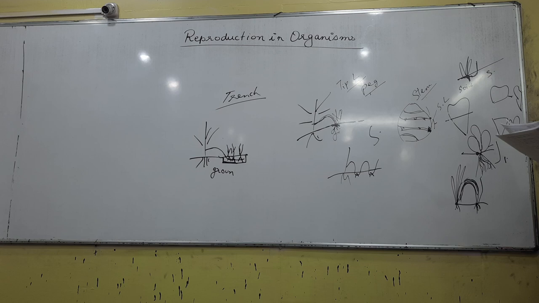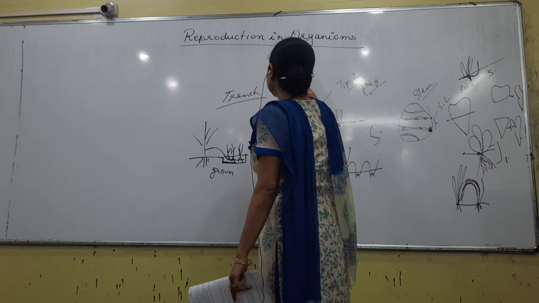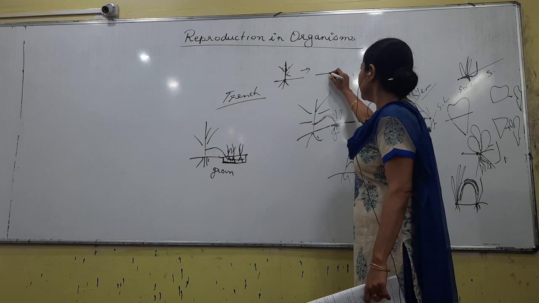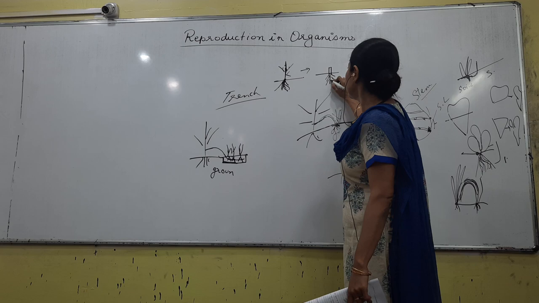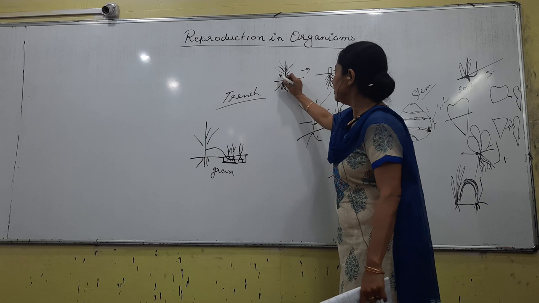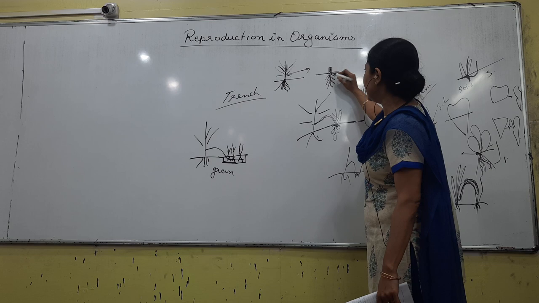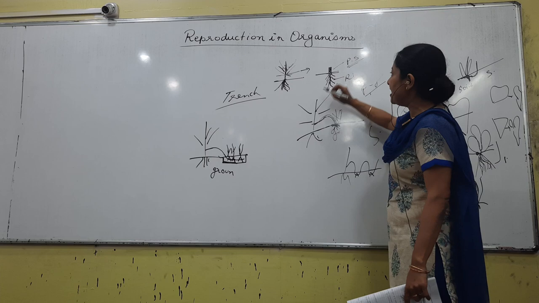The next one is mound layering. What is a mound? Mound means a heap, right? So what you have done, again you have taken the plant. Next step, what you have done is you have cut this plant, right? Here you have made a cut. One part of the stem is above the ground and this is the root and this is a part of the stem, right?